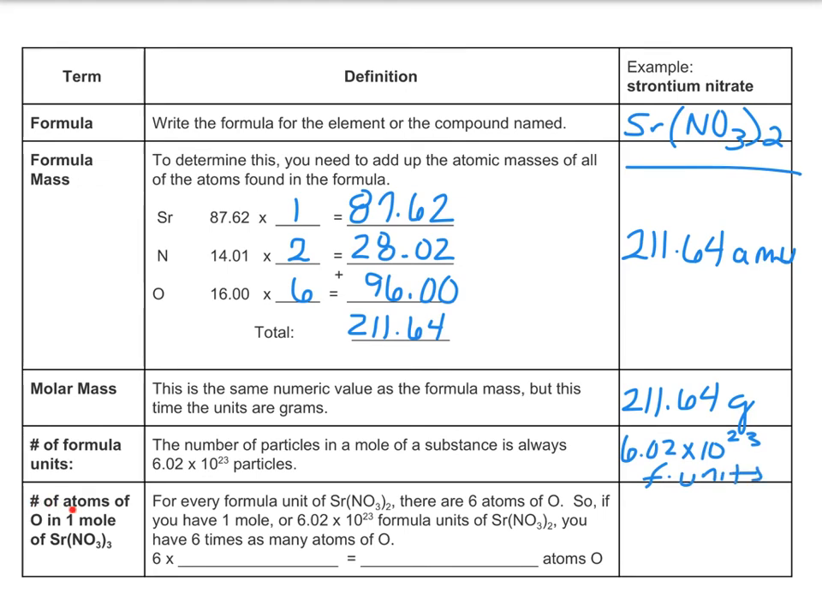Finally, I'm asked for the number of atoms of oxygen in a mole of strontium nitrate. Well, for every formula unit of strontium nitrate, there are 6 atoms of oxygen. So if you have 1 mole, or 6.02 times 10 to the 23rd formula units of strontium nitrate, you actually have 6 times as many atoms of oxygen. We'll fill out this little chart here. We're going to take 6 times 6.02 times 10 to the 23rd, which gives us 3.612 times 10 to the 24th atoms of oxygen. So this is the answer that goes in this box.